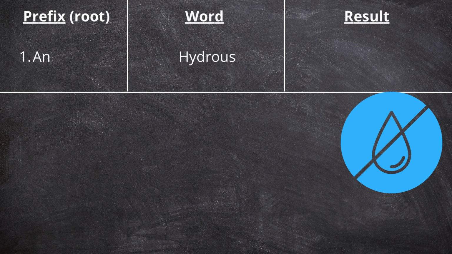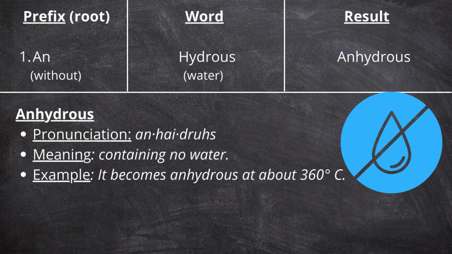So the first prefix here is an, which means without, and the word is hydrous, which means water. Both put together form anhydrous. So anhydrous means the one which doesn't contain any water. For example, it becomes anhydrous at about 360 degrees centigrade.